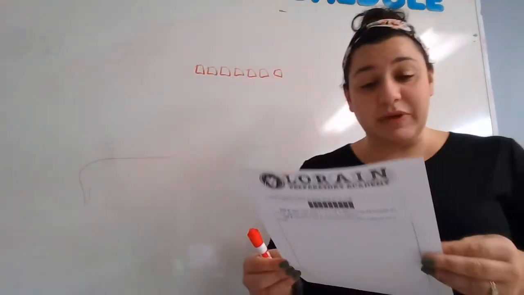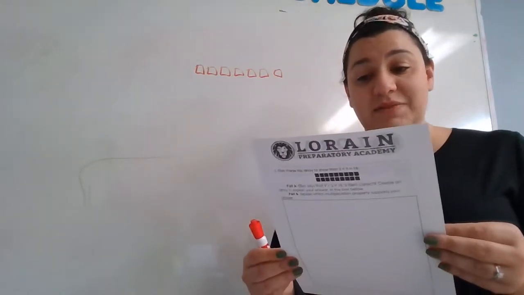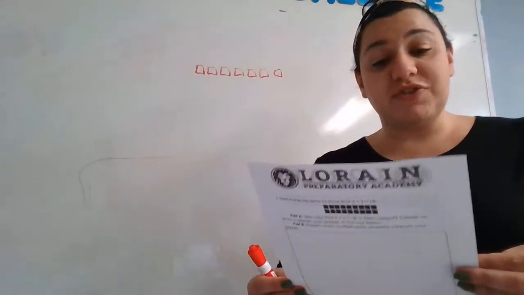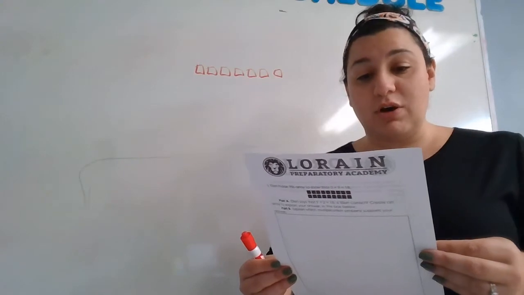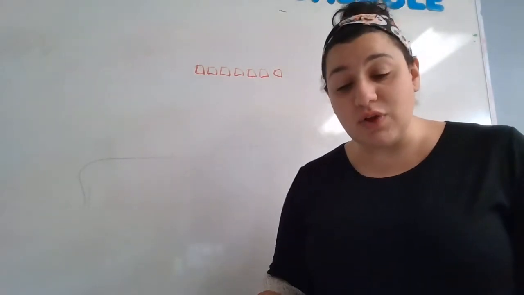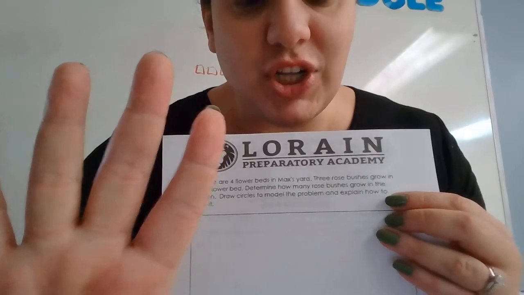Number 6, last one. There are 4 flower beds in Max's yard. 3 rose bushes grow in each flower bed. Determine how many rose bushes grow in the garden. Draw circles to model the problem and explain how to solve it. So they're telling us to make 4 circles. 4 circles.